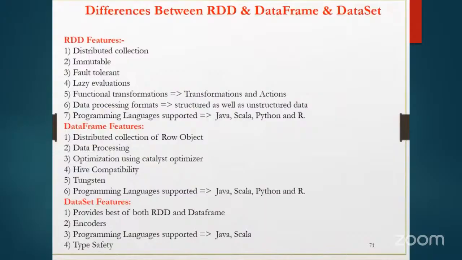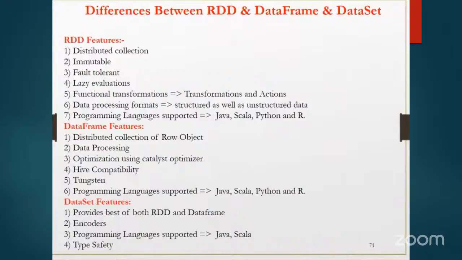How is it fault tolerant? Fault tolerant is nothing but even if you got any error, or some node got failed, your data is still available. That is nothing but fault tolerant. And RDDs have lazy evaluation. What is lazy evaluation? We will see it in this session.